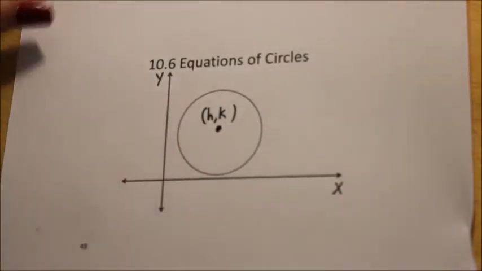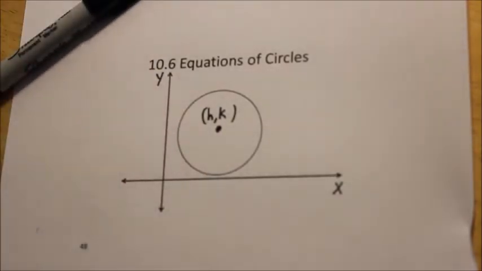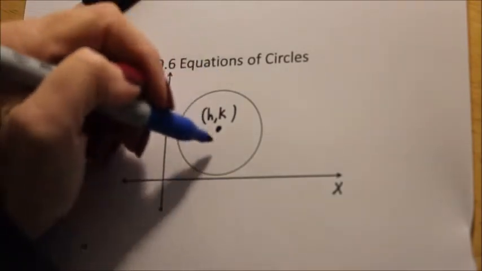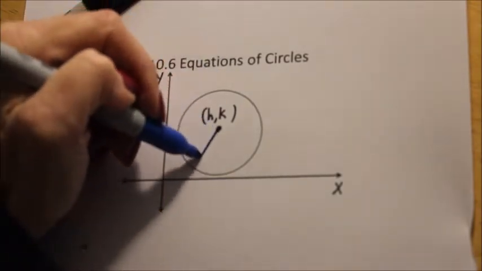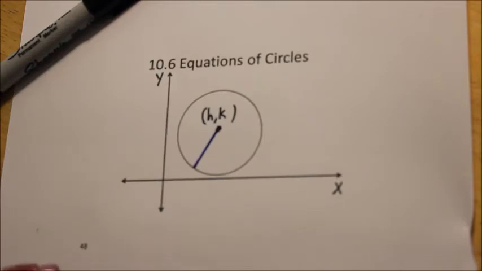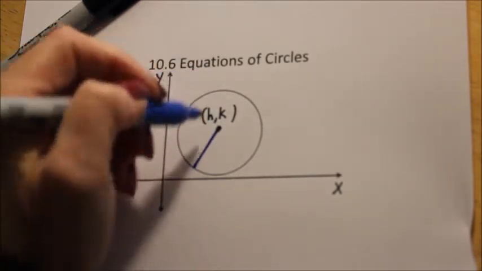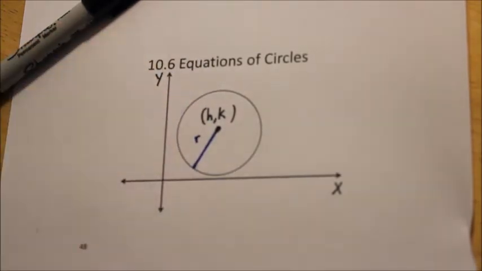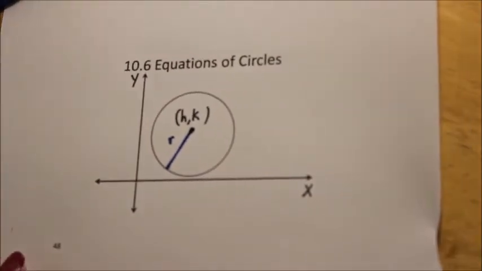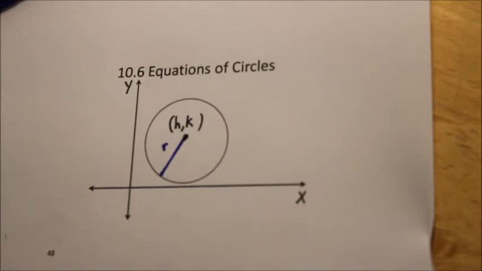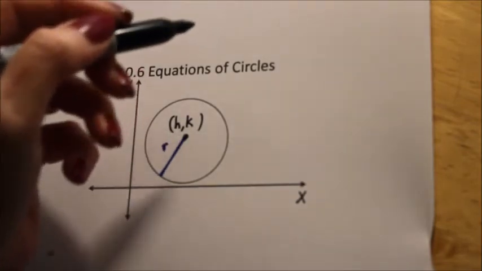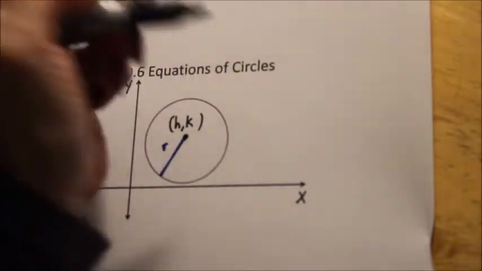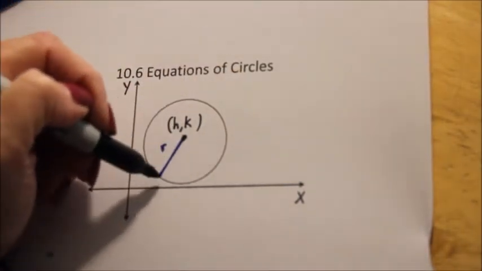And if I were to draw, you guys would be so proud of me, I have another color I could use. If I were to draw a segment from the center to a point on the circle, I think we all know that that is called the radius. And so when we want to write what we call the equation of a circle, I'm going to actually give you two formulas. The first one actually comes from the distance formula.